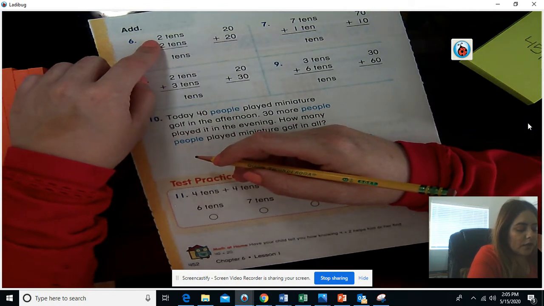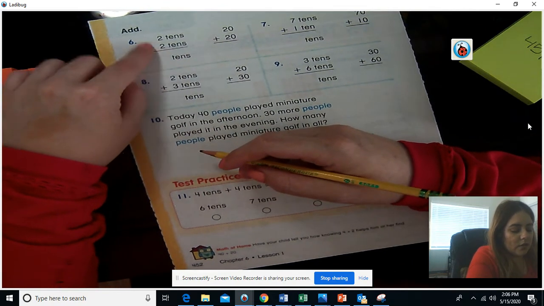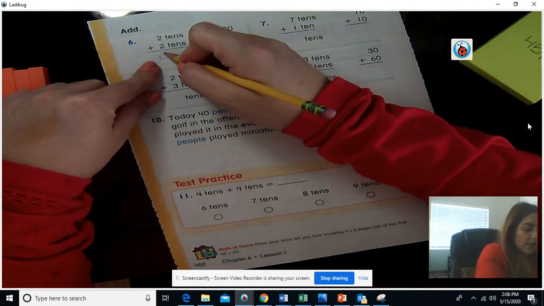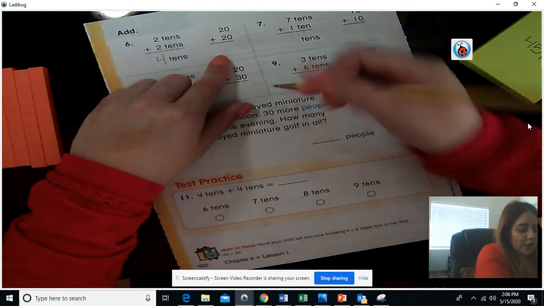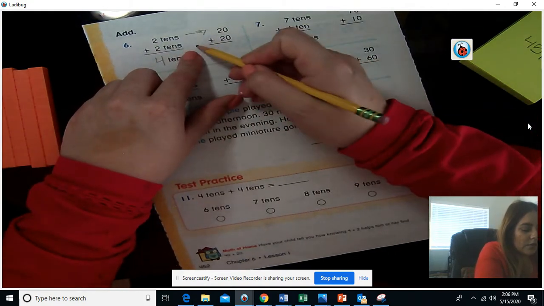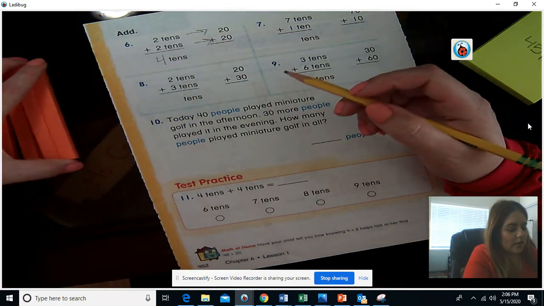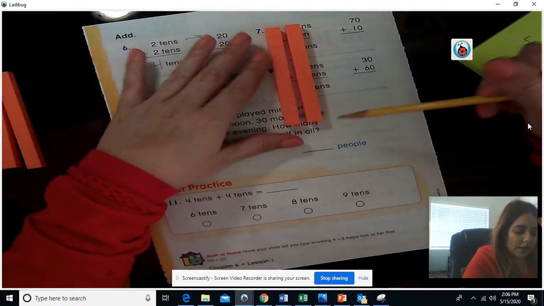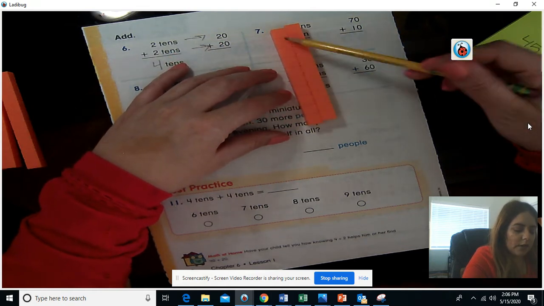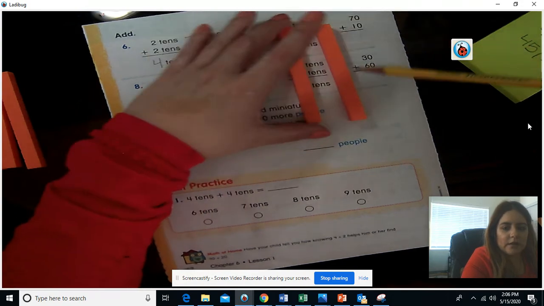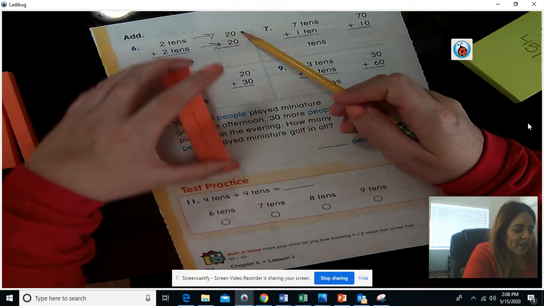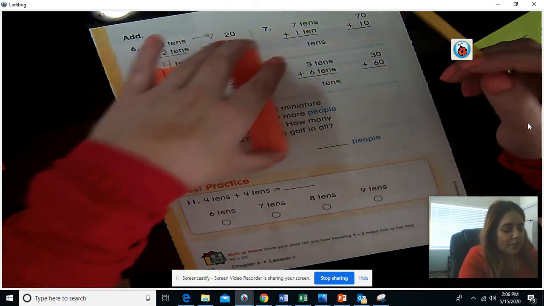So we have 2 tens plus 2 tens, and 2 plus 2 is 4 tens. Now 2 tens is equal to 20. Because if I have 2 groups of 10 and I count all of these little squares, it's 20. This is one group of 10, one group of 10. 10, 20. So this says 2 tens, plus 2 tens.